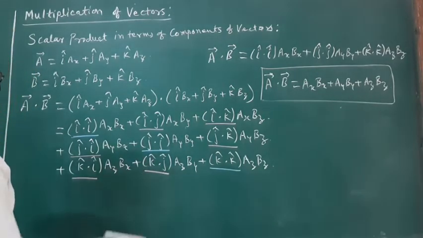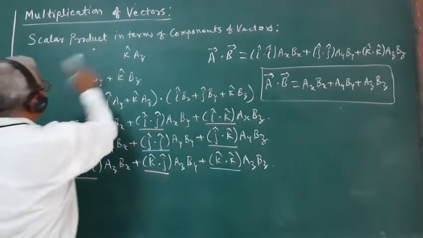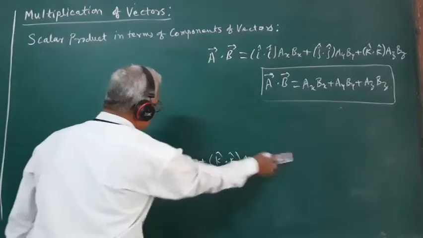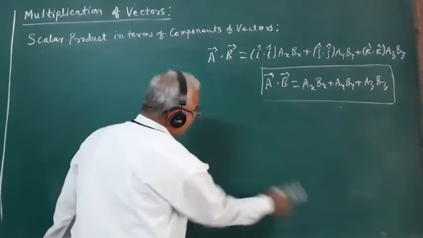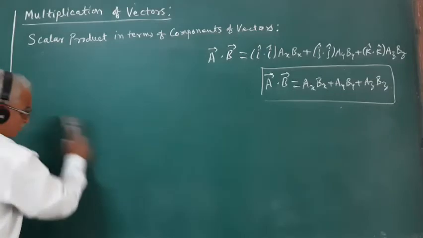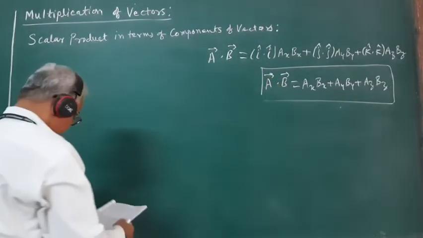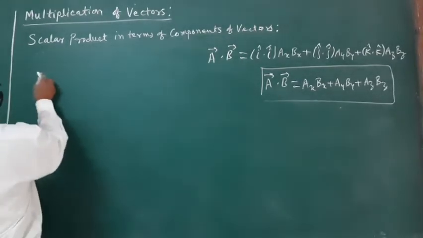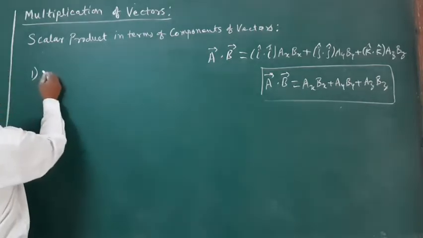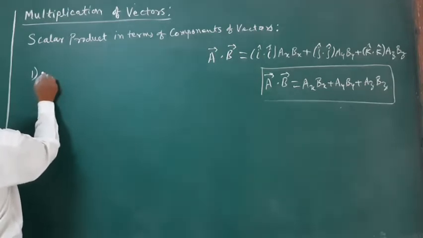When taking the dot product of two vectors, certain laws are obeyed or are valid. So let us see which laws are valid when we take the dot product or the scalar product of two vectors. The first is that the dot product of two vectors obeys the commutative law of multiplication.